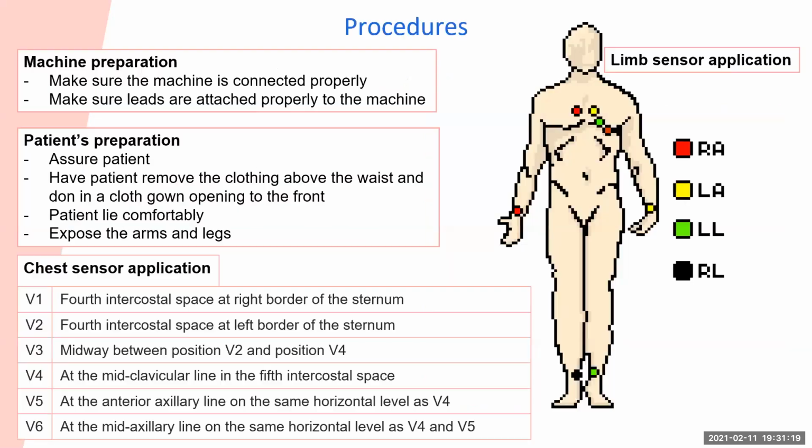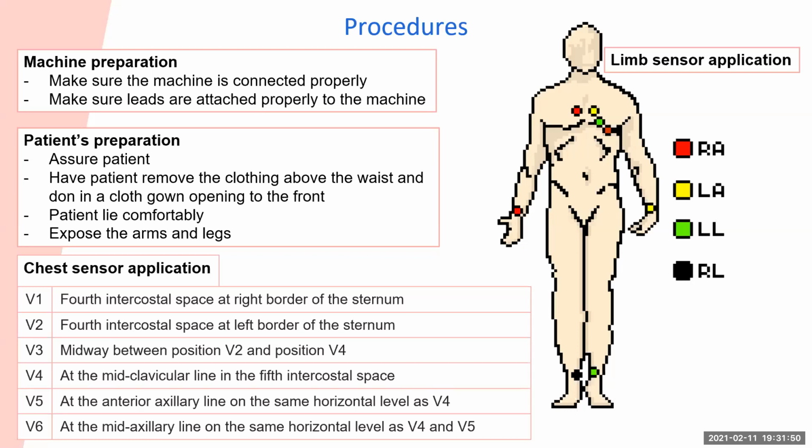Okay, so next, this is just the brief procedure explanation. We have to first prepare the machine and make sure it is connected properly and the leads are attached properly to the machine, and prepare the patient, in which we assure the patient about the procedure, and have the patient remove the clothing above the waist and put on the gown opening to the front, and the patient should lie comfortably and expose the arms and legs.